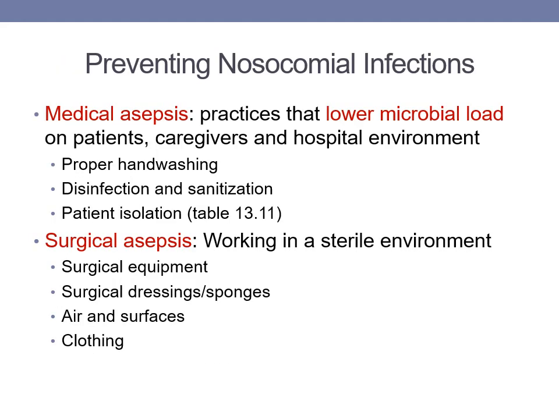Medical aseptic practices like proper hand washing, using disinfectants to clean areas that the patient may come in contact with, and isolating highly contagious people from the general hospital population can lower the microbial load on patients, caregivers, and the hospital environment. Surgical aseptic practices like proper sterilization of surgical equipment, using disposable dressings and clothing, filtering the air, and proper disinfection of surfaces provide a sterile surgical environment to keep the patient safe and free of infection.